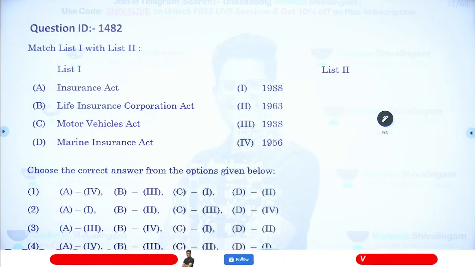Next, Insurance Act, Life Insurance Corporation Act, Motor Vehicle Act, Marine Insurance.